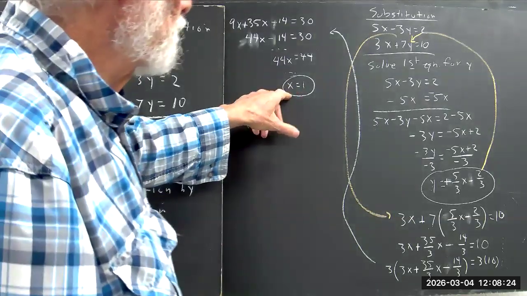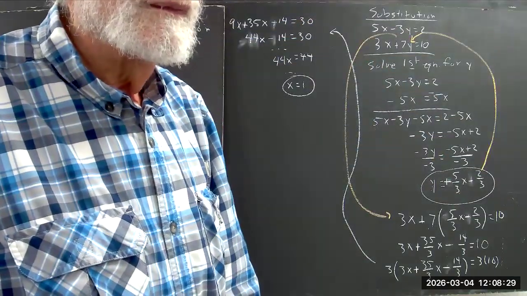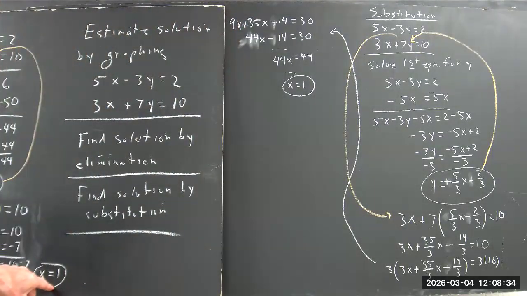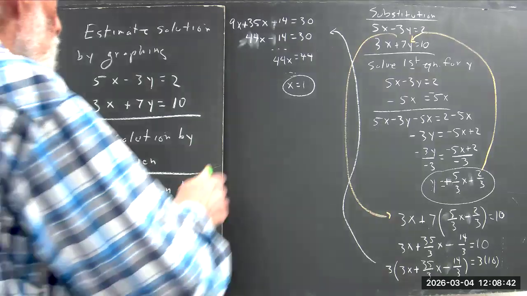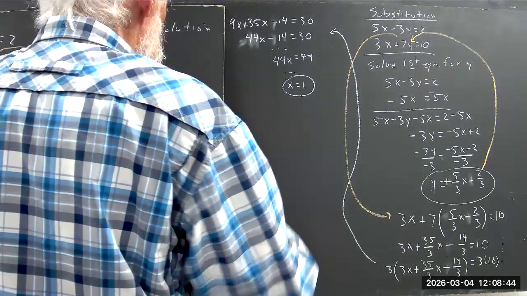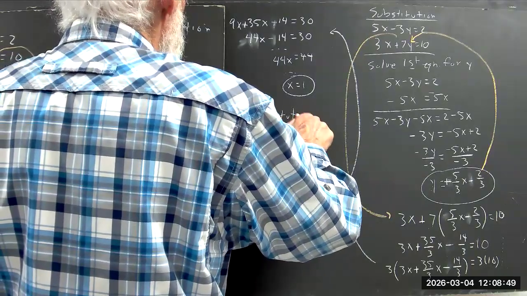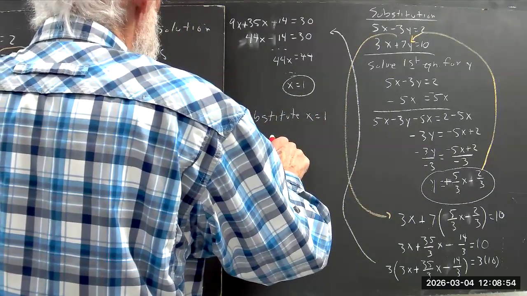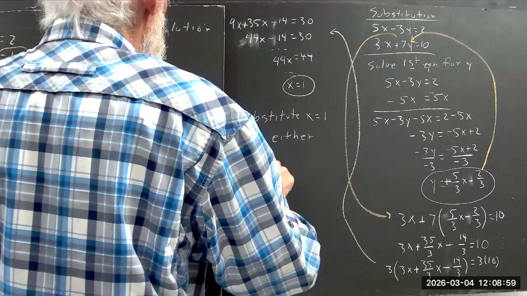At this point, we would substitute x equals 1 into either of the first two equations. And just as happened before when we got x equals 1 from elimination, we're going to get y equals 1. So I'm just going to write here: substitute x equals 1 into either original equation.